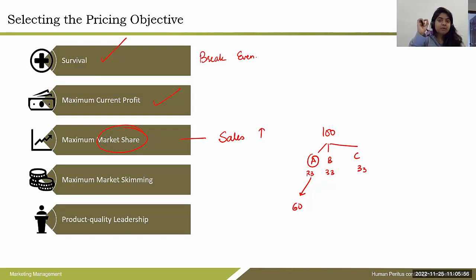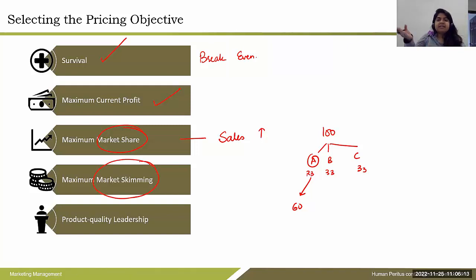You can take the example of Jio. There was Vodafone, there was Airtel, there was Idea. Jio entered the market, took the maximum market share. How? By offering something at absolutely no price. Okay. Now, maximum market skimming.